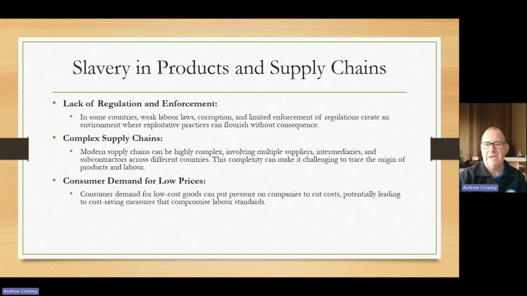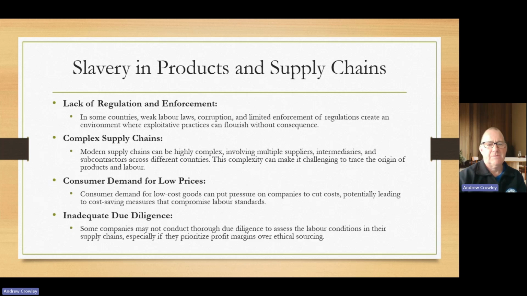However, we are all to blame. The consumers demand the low prices, and that demand will put pressure on companies to cut costs, potentially leading to cost-saving measures that compromise labour standards. Most companies don't bother with due diligence, and they will turn a blind eye to the labour conditions in their supply chain, especially if it makes more money and more profit, regardless of the sourcing.